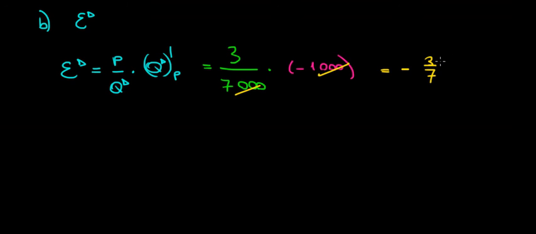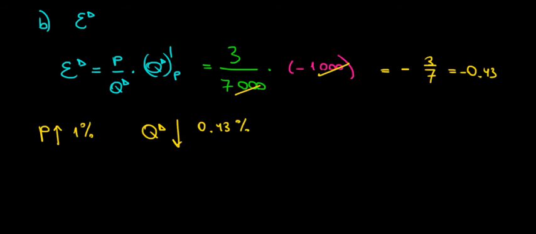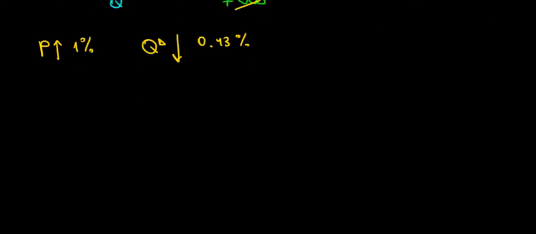Okay, what's minus 3 over 7? Let me actually quickly divide it at the calculator. 3 divided by 7, 0.43. So it's minus 0.43. Let's interpret this. Meaning that if price increases by 1%, then quantity demanded would decrease by 0.43%.